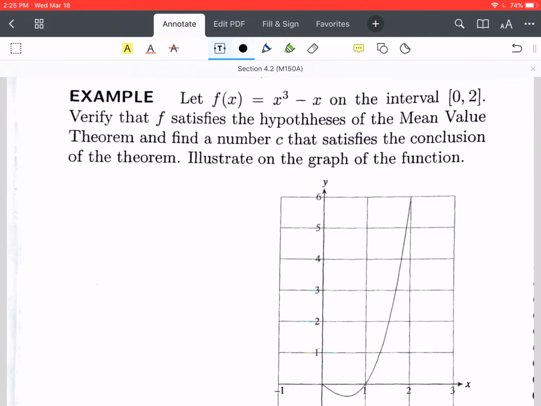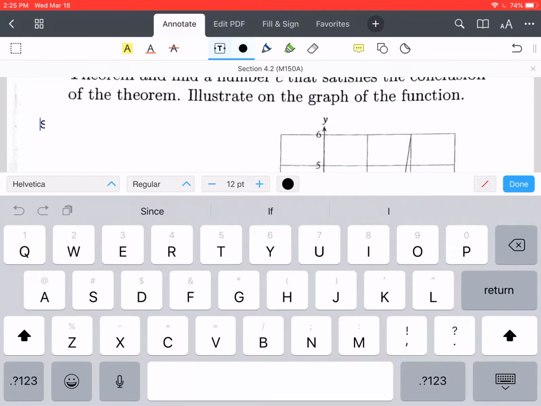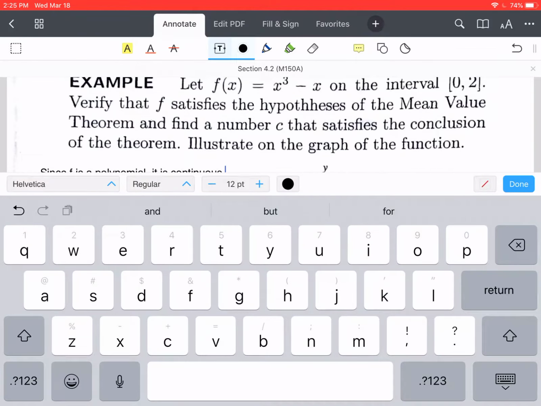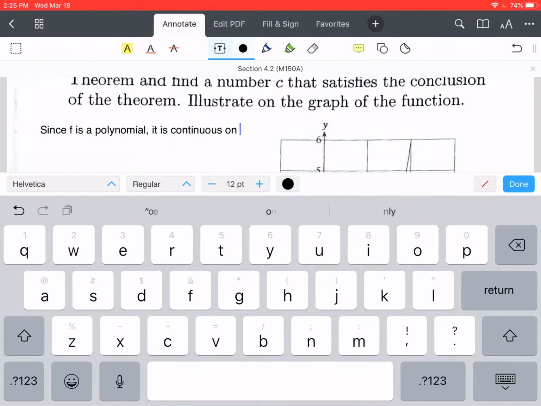So we can say, regarding continuity, this is a polynomial. So we can say, since f is a polynomial, it is continuous on [0, 2].